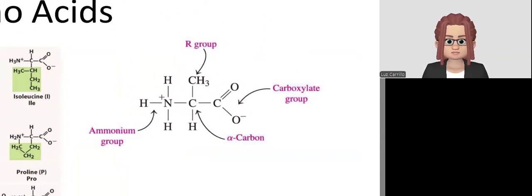Those two functional groups are held by an alpha carbon, which is right here, and that alpha carbon has an alpha hydrogen. Each alpha carbon, in addition, has an R group. Here we see specifically the amino acid that has an R group that is a CH3. And that R group, which in other words is the side chain for an amino acid, is what makes each of them to be different.